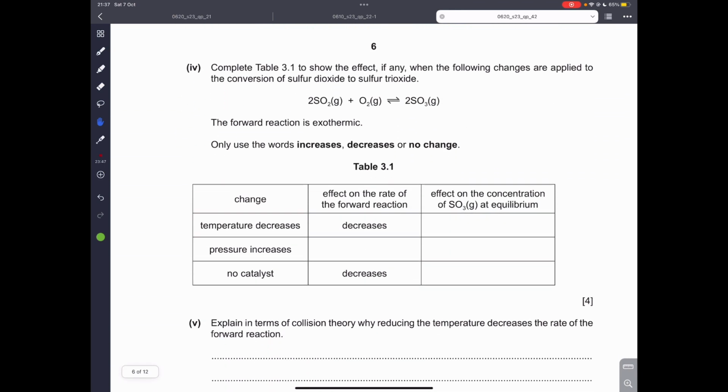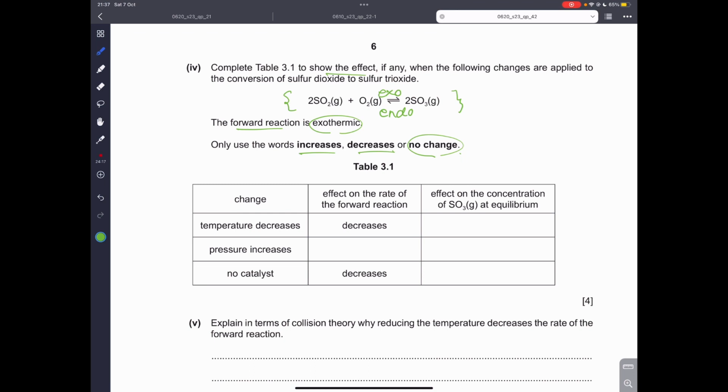Okay, moving on to question number 4. Complete the table to show the effect when... Okay, so this is an equilibrium question. We are given the equilibrium equation right here. We are given that the forward reaction is exothermic, so we can automatically say that the backward reaction is endothermic. Now we have to use the words increase, decrease, or no change.